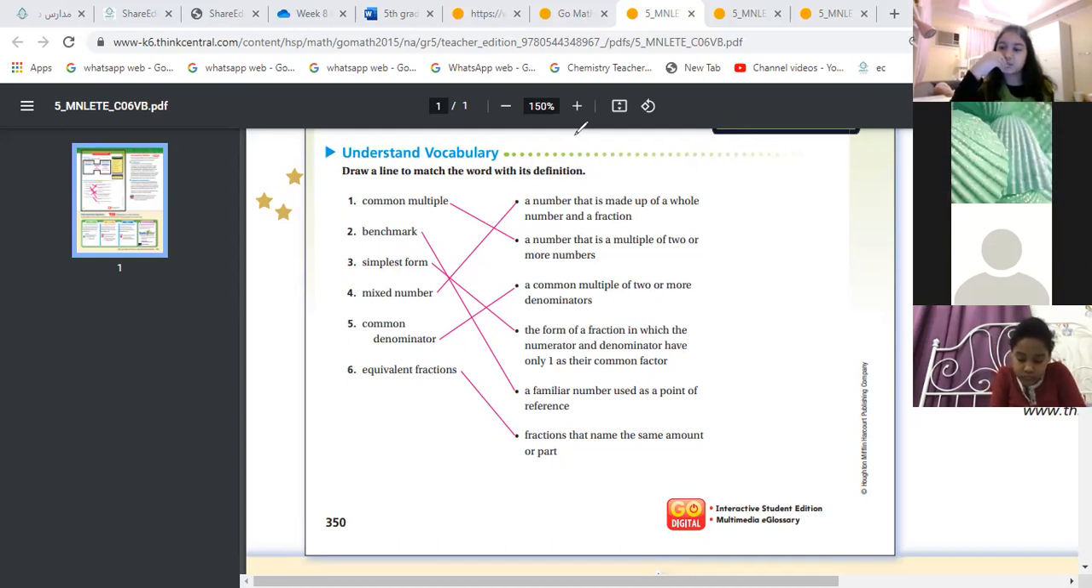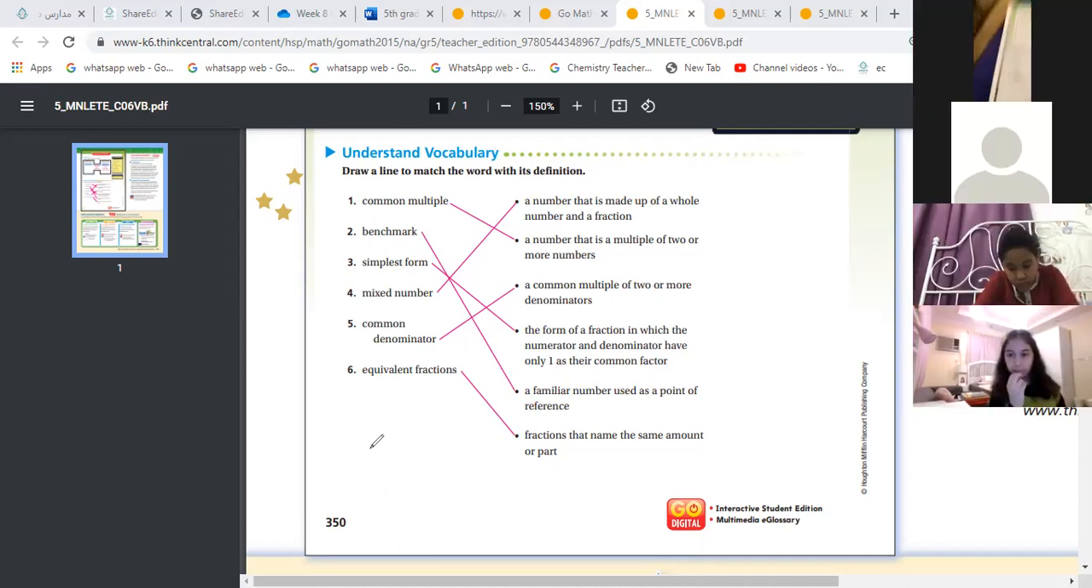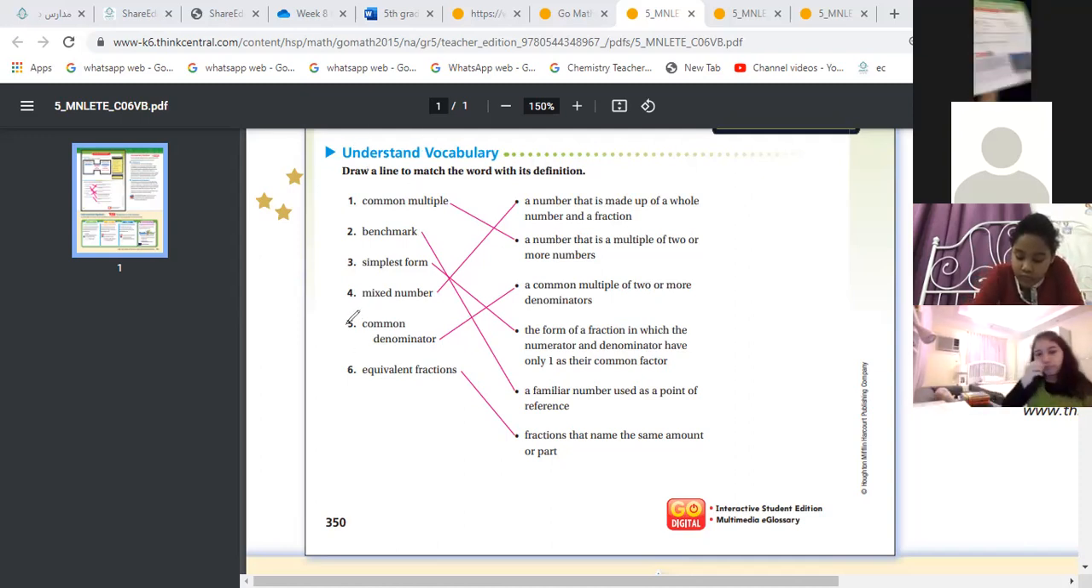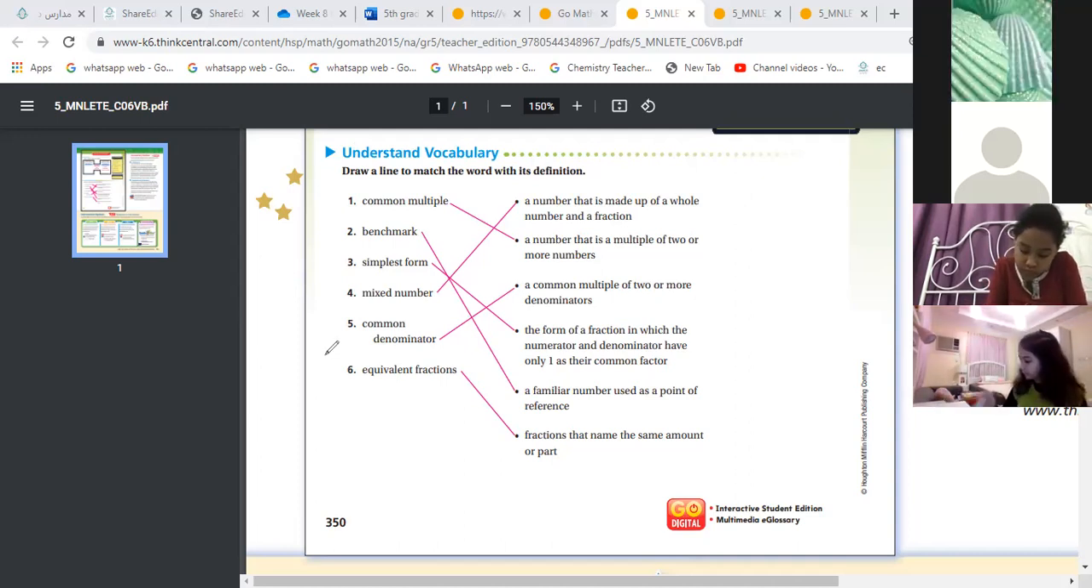What question? 350, girls, is next to 349. Is it the new book or the old book? The new book. Turn to 349, and on the next page you will find this page. So you turn next from 349 and you will find 350. Teacher, I have a question. Please ask me. I cannot find it in either book.